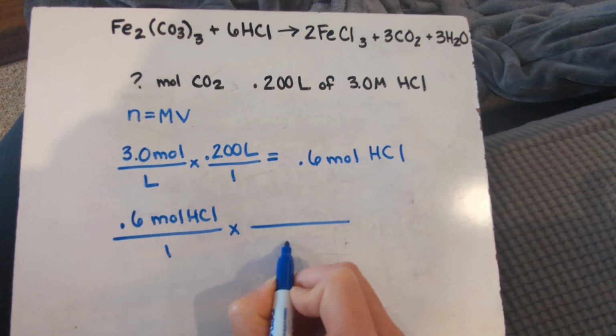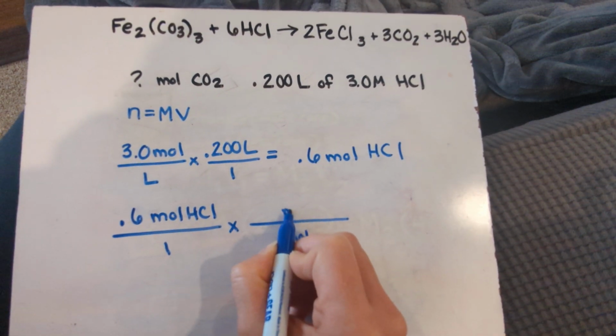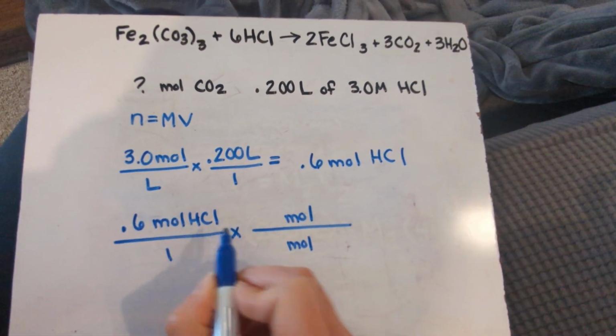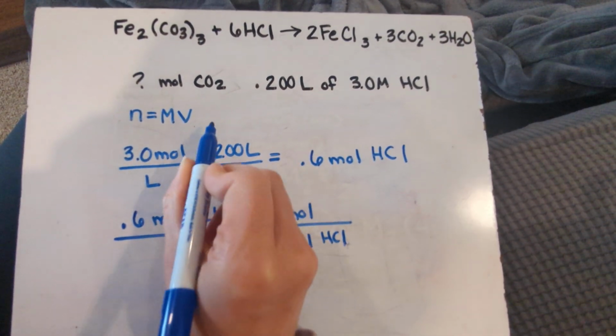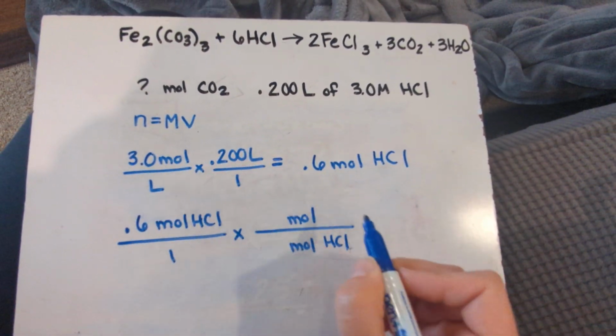Then we do our mole ratio. Mole on bottom, mole on top. We want to get rid of HCl, and we want to go to CO2. That's what they're asking for.